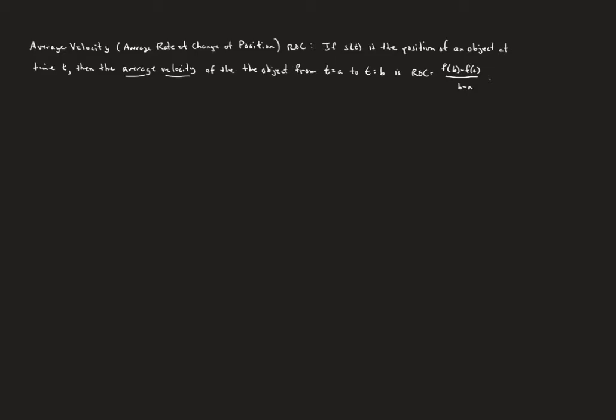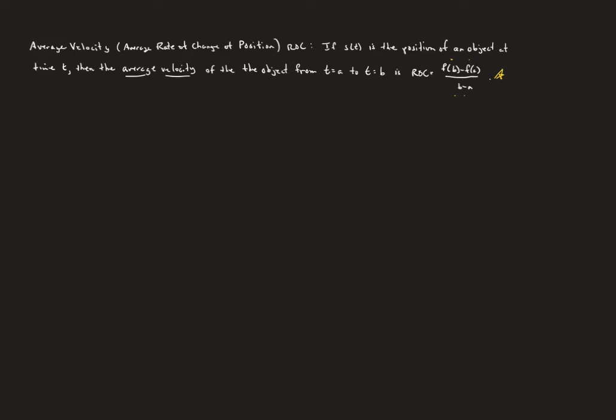So if we're talking about a position function, then the average rate of change of position we call the average velocity, and that's going to be given by our old familiar slope formula. So it's y2 minus y1 over x2 minus x1, only it's written in function notation.